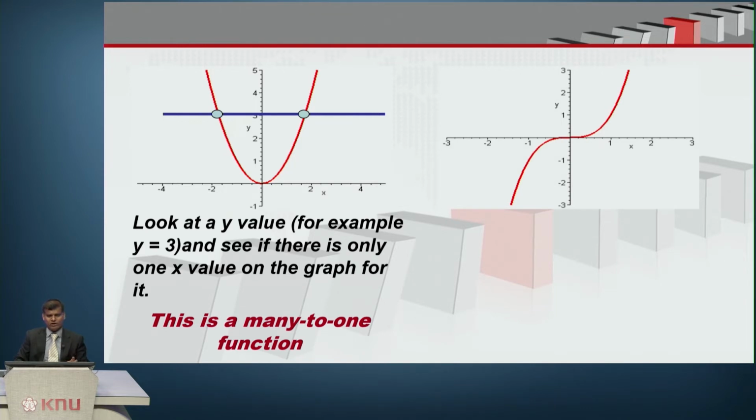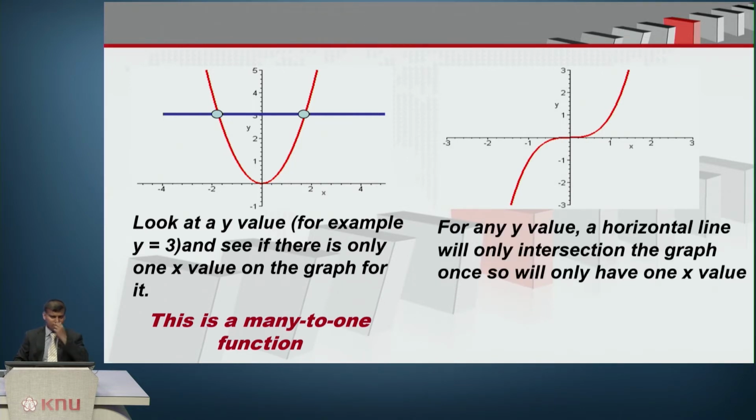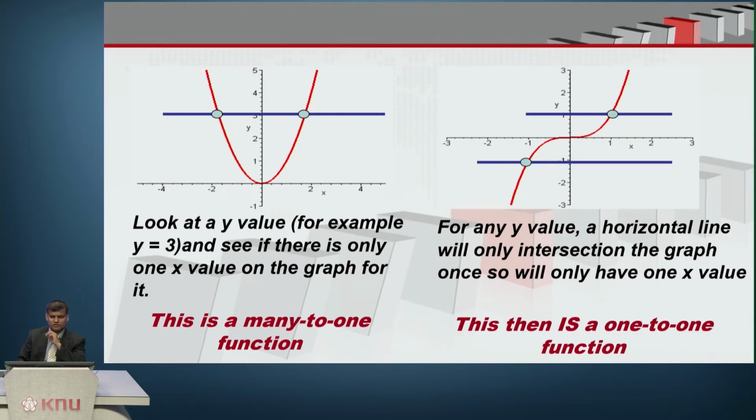Now let's look at this one. Here again, for any value y, a horizontal line will only intersect the graph once. So you will have only one x value. That's it. Can you see what type of function that is? Well, that is called a one-to-one function. We already studied that part earlier.